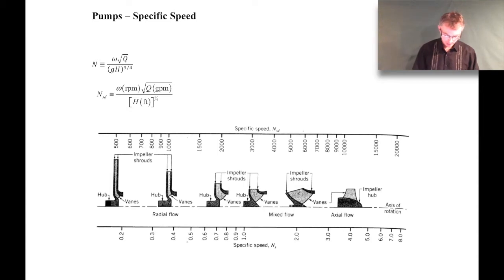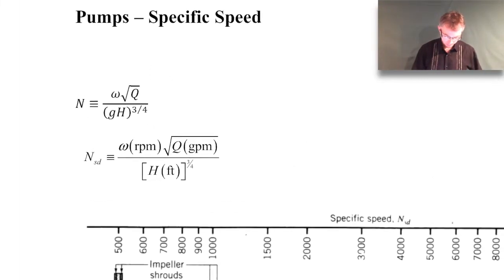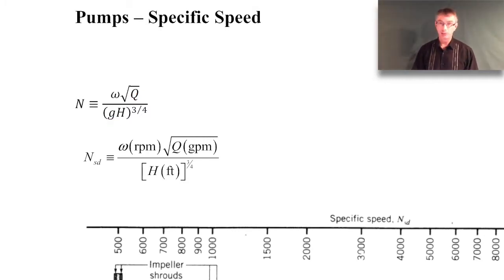And so the key parameter for calculating specific speed is right here. In fact, N is our specific speed, and it's defined as the rotational speed of the pump, omega, times the square root of the flow rate through the pump, Q, divided by g, which is the acceleration due to gravity, and H, which is the head rise across the pump, all raised to the 3/4 power.